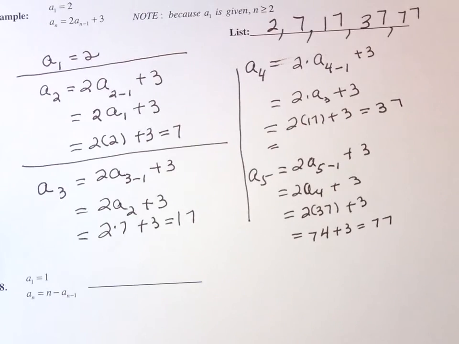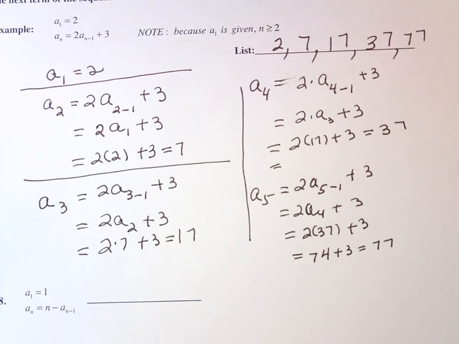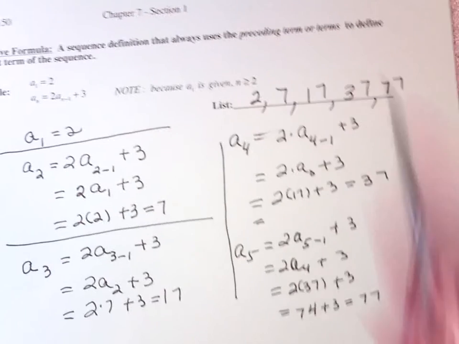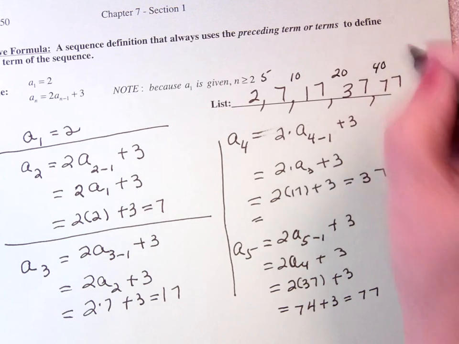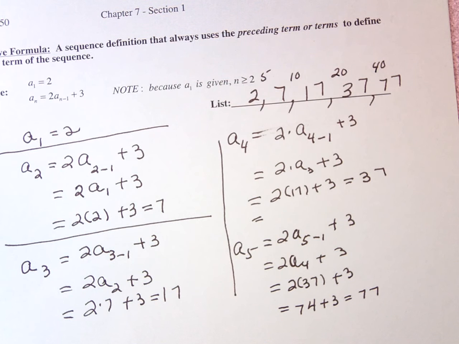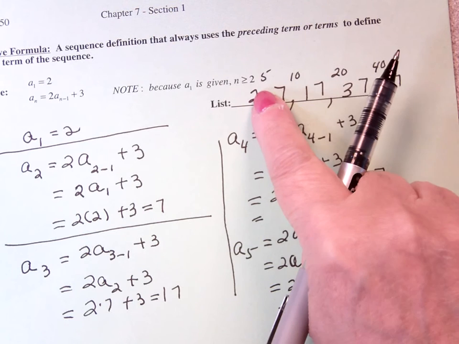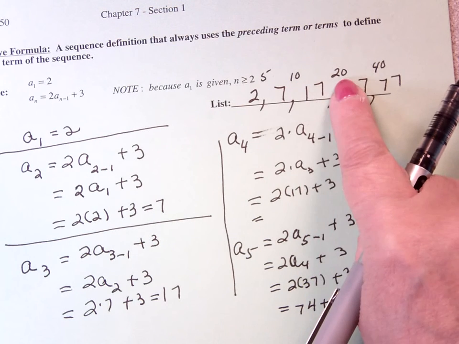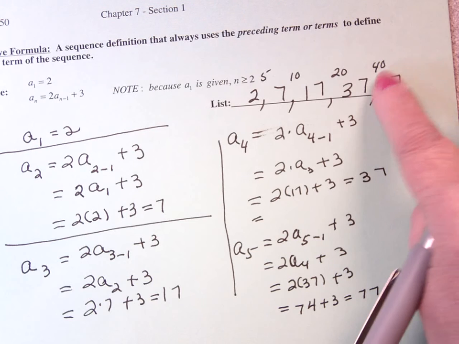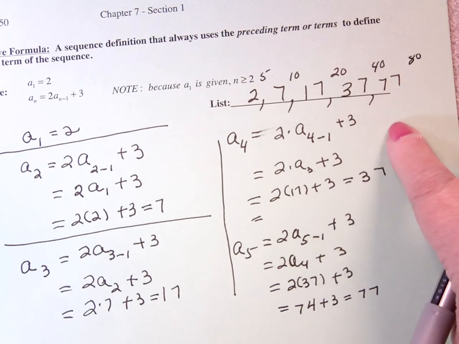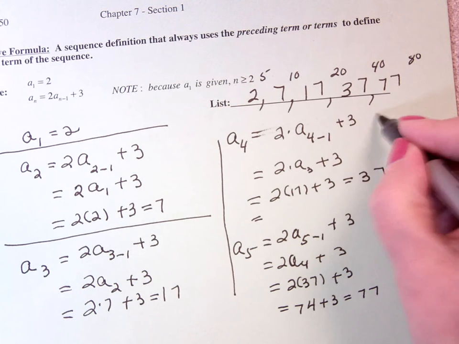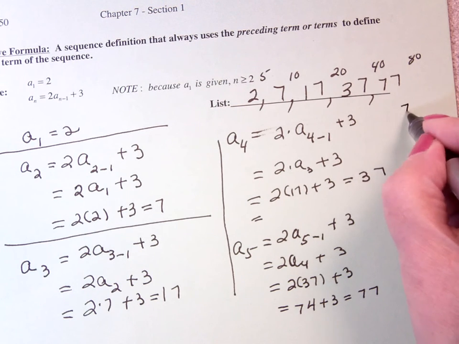I can see a pattern. By the way, some of you will be far better at seeing patterns than I am. 5, 10, 20, 40. You're right, it's doubling each time. So 2 times 5 is 10, 2 times 10 is 20, 2 times 20 is 40, 2 times 40 is 80. So that says if I add 80 to this, the next number in the pattern should be 157.